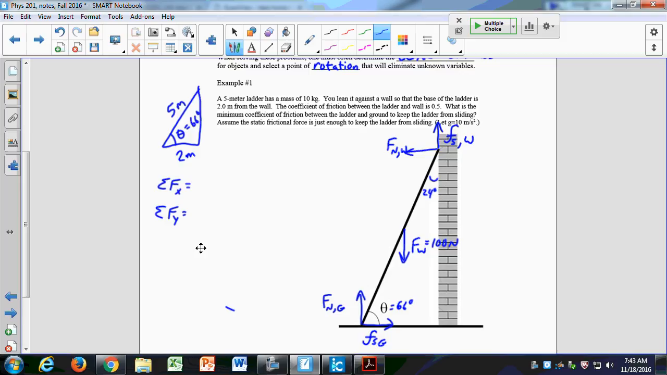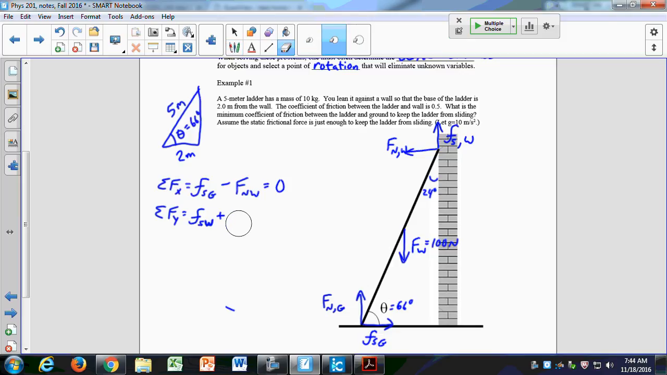I'm going to write out the sum of the forces. In the x direction: FSG minus FNW. We don't usually see the normal force in the x direction, but in this case we do because we have this vertical surface. This is equal to 0. And then in the y direction, I have FSW plus FNG minus FW, and this is all equal to 0.